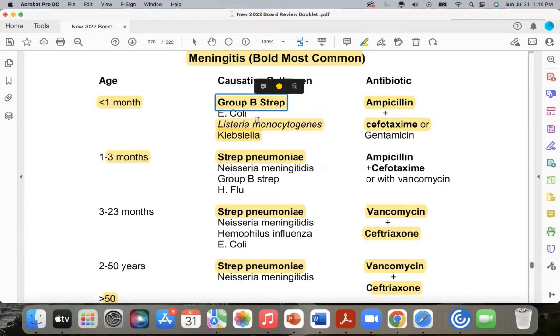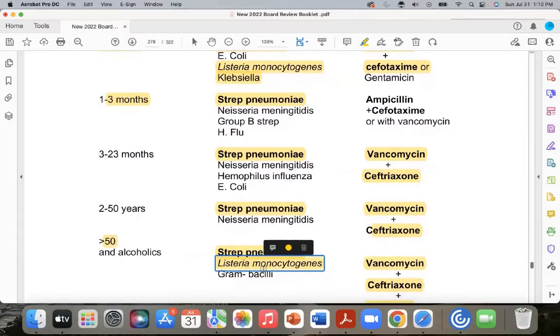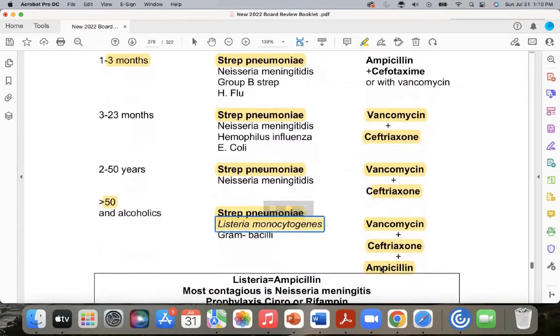And who's in the back seat? Oh, Listeria. But after that, got it? So we'll just get into maybe 6 months and older, right? Oh, it's strep pneumoniae all the way. When does Listeria go back into the back seat? Oh, greater than 50. So what do you give him? Vancomycin, but he's greater than 50. You're like, oh, well, then I need to throw in AMP. Got it? So this is what we're talking about. All right, does that make sense to everybody?